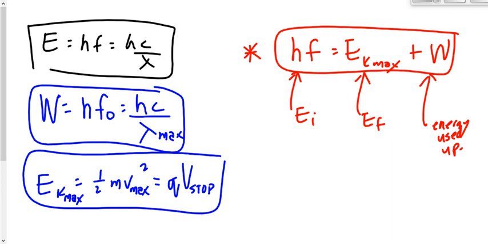Now, I star this for a couple of reasons. One, because it doesn't appear on our data sheet. And two, because, ironically, even though it doesn't appear on our data sheet, it's usually our go-to equation. It's the one that, if we're not sure what to do, that's the one you should go to. In fact, I have a little rule called the 5-second rule here.